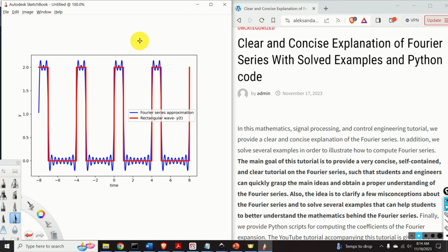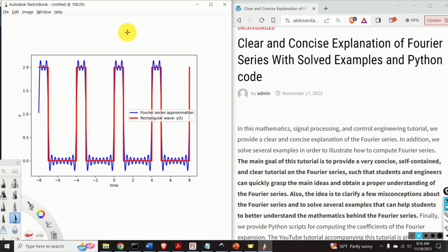Hello everyone. In this mathematics, signal processing and control engineering tutorial, we provide a clear and concise explanation of the Fourier series. In addition, we solve several examples in order to illustrate how to compute Fourier series. On top of that, we explain how to symbolically compute Fourier series in Python.